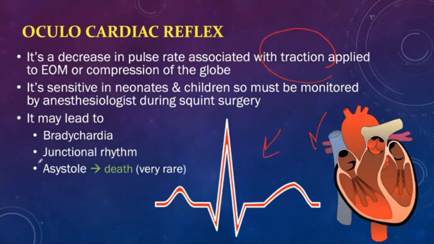That's why this reflex should be monitored by the anesthesiologist during extraocular muscle surgery. If the surgeon is doing much traction over the extraocular muscle during recession or resection, and is not paying attention to this reflex, then it could lead to bradycardia, arrhythmia, or even asystole. So there could be death of the child due to compression or traction of the extraocular muscles. That's when the anesthesiologist should alert the surgeon to stop the surgery or to give some measures like intravenous atropine in order to increase the heart rate.